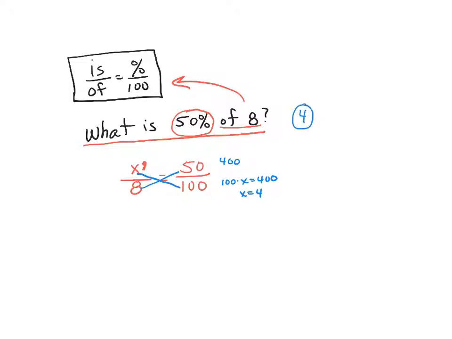Now if you think about this, it says, what is 50% of 8? Well, 50% is the same as 1/2. So it's really saying, what is half of 8? And the answer is 4, which you might have had from the very beginning. But setting this problem up into an is over of equals percent over 100 proportion helps you to go through the math to figure out the answer as well.